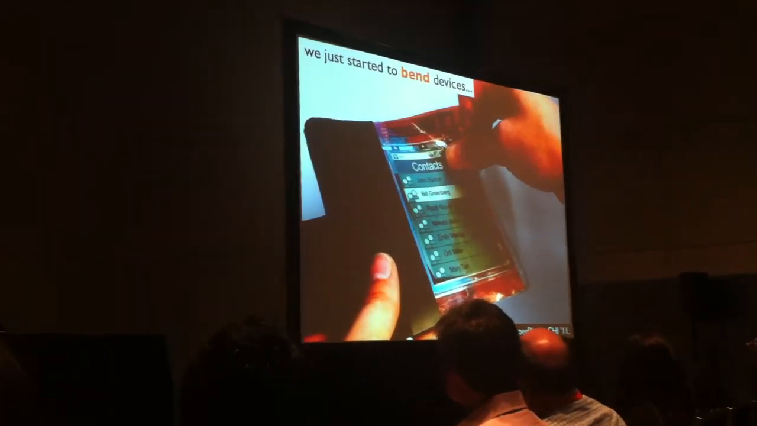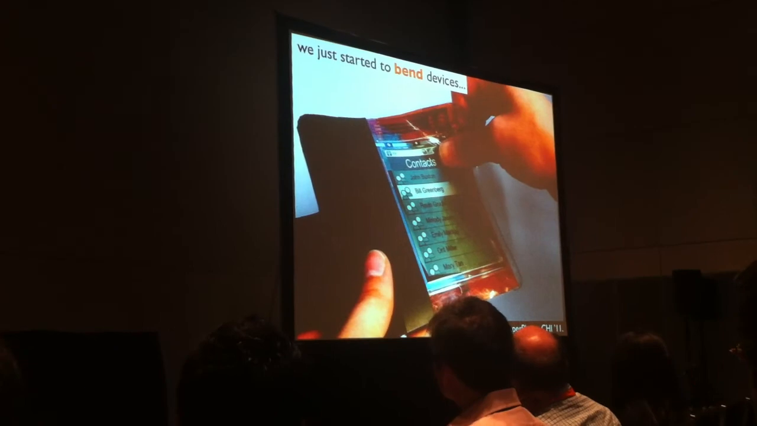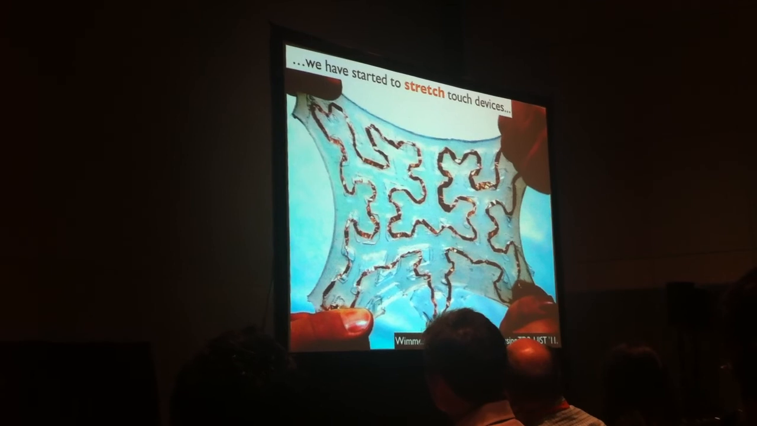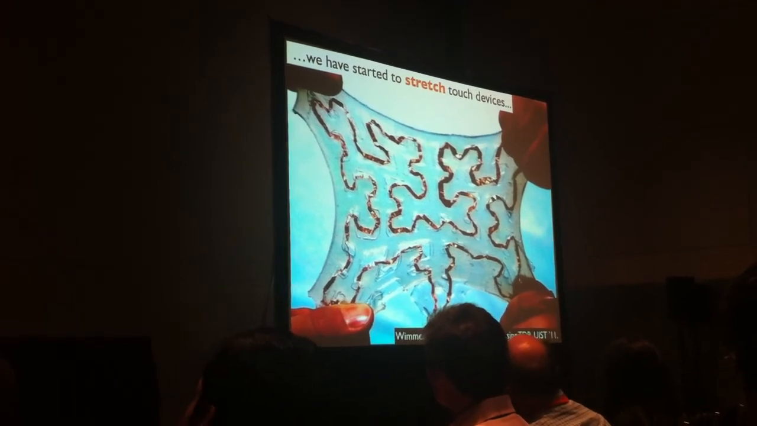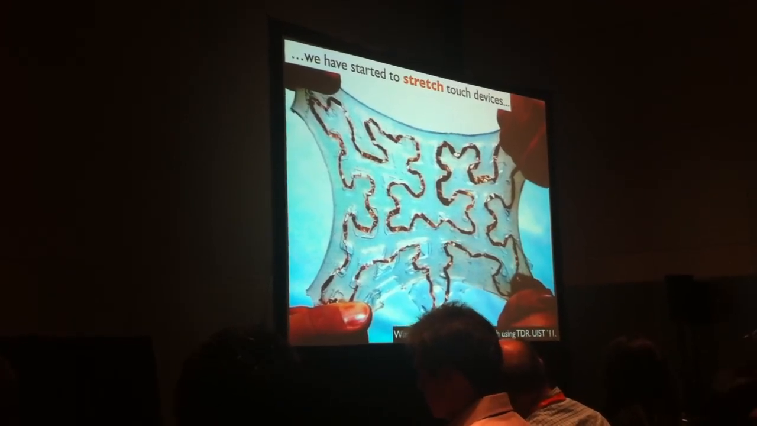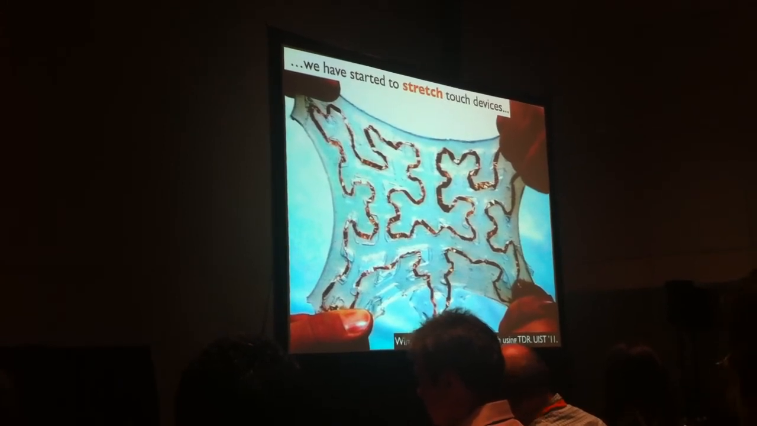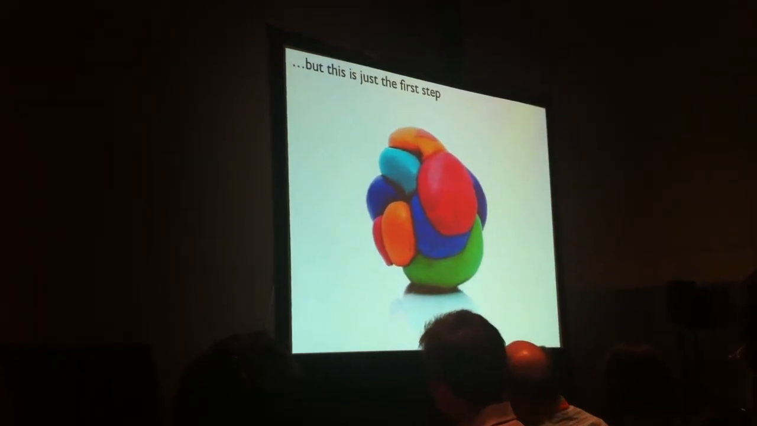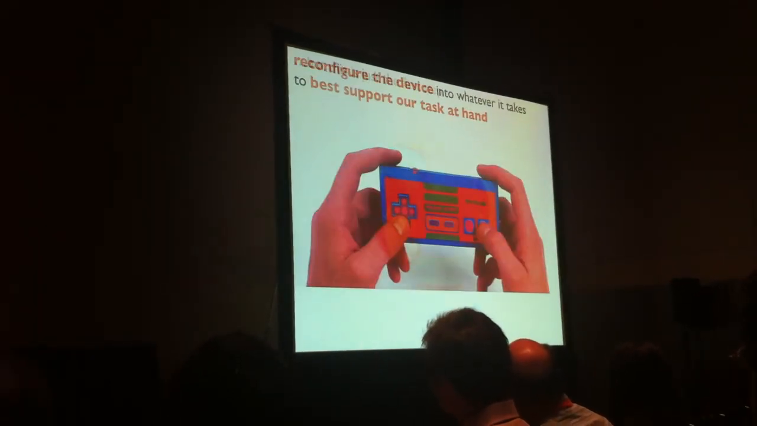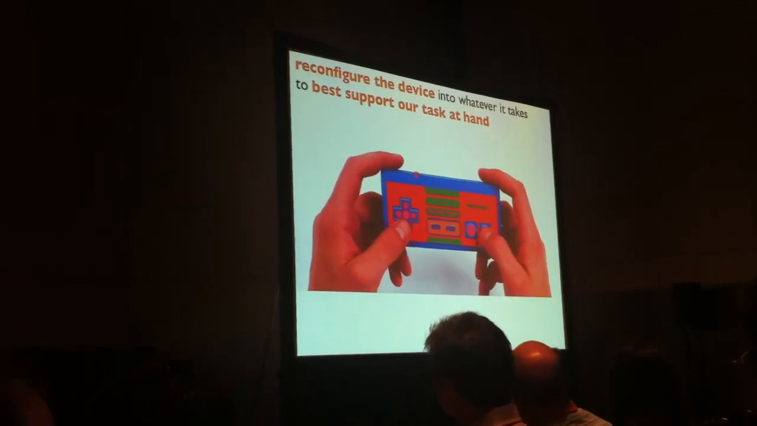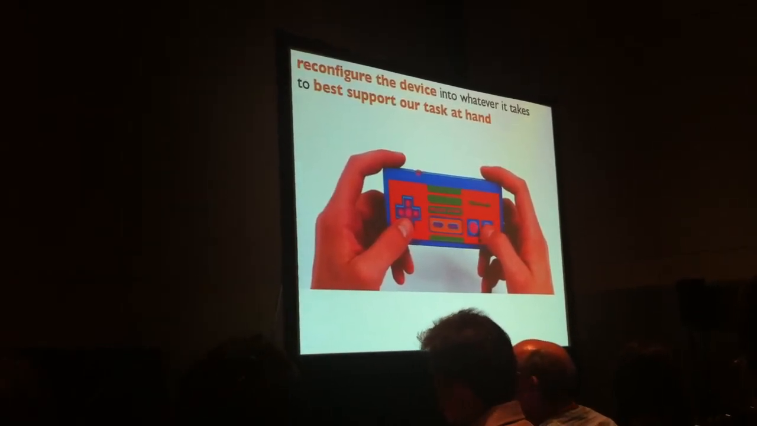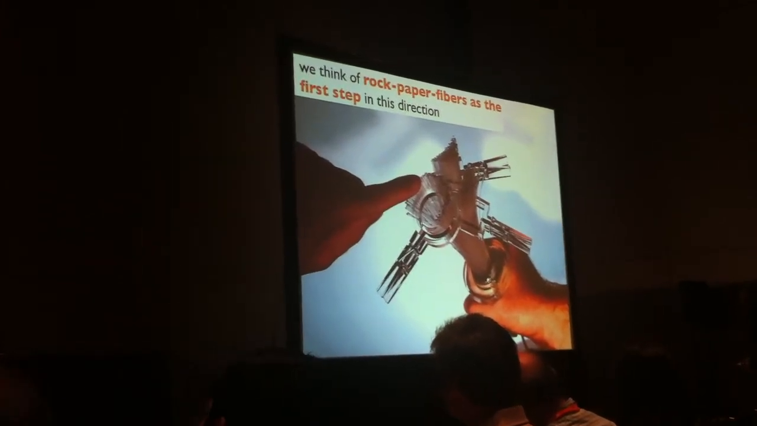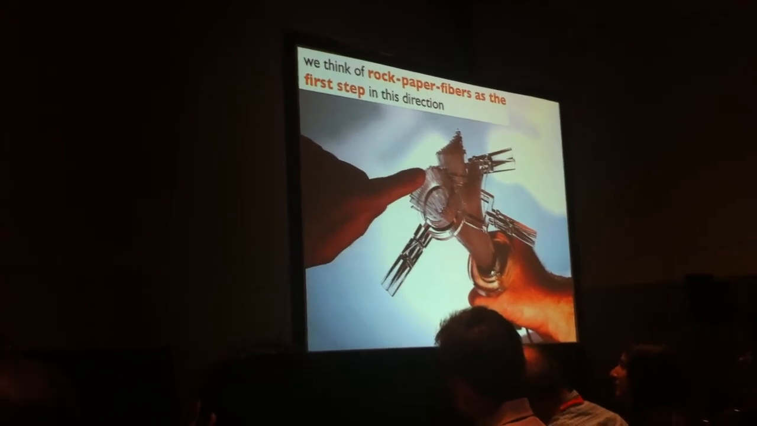The community started to bend devices, and we also started to stretch touch devices. But we think this is just the first step in the direction where we're going to create devices that can truly be reshaped in all kinds of ways. For example, taking apart, putting together, reassembling, and so on. So imagine a touch-sensitive silly putty, which we can reconfigure into whatever it takes to best support our task at hand, here for example to play a video game. In that sense, we think of rock paper fibers as the first step in this direction of making touch devices truly deformable.